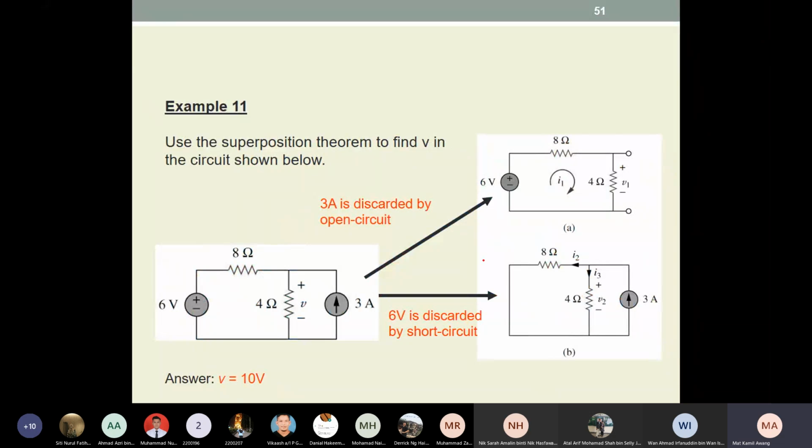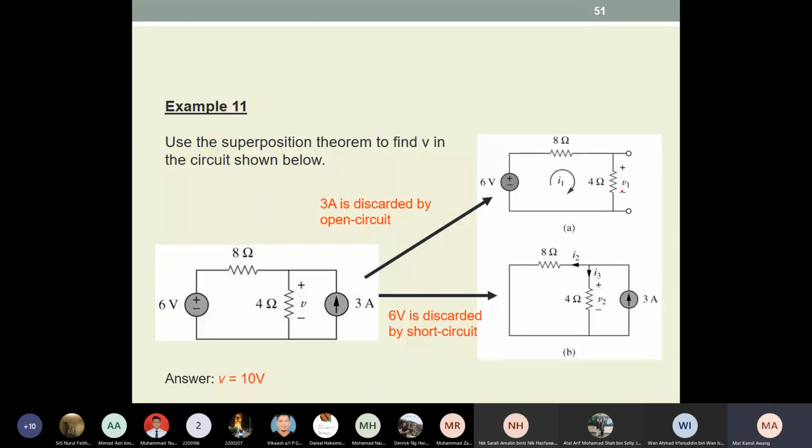So let me just do it quickly in my head. What is the voltage across the 4 ohms with respect to the 6 volts? So you use a voltage divider. 6 times 4 divided by 12. How much? 2 volts, sir. 2 volts.